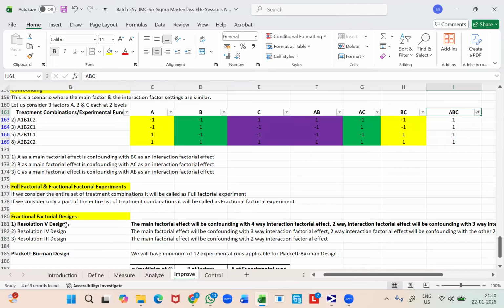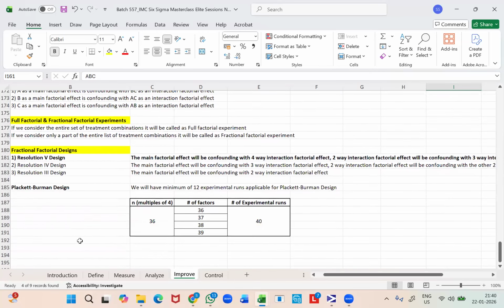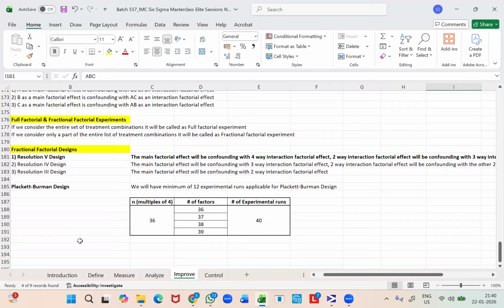And then the next design that we have is Plackett-Burman design. So yesterday itself, you might have been asked a question with regard to the minimum number of experimental runs that we are supposed to consider for a Plackett-Burman design. The correct answer is 12, right? But in the black belt final assessment, you will be asked how many experimental runs are applicable when we have 36 as the number of factors in a Plackett-Burman design. So how many experimental runs are applicable when we have 36 as the number of factors in a Plackett-Burman design?